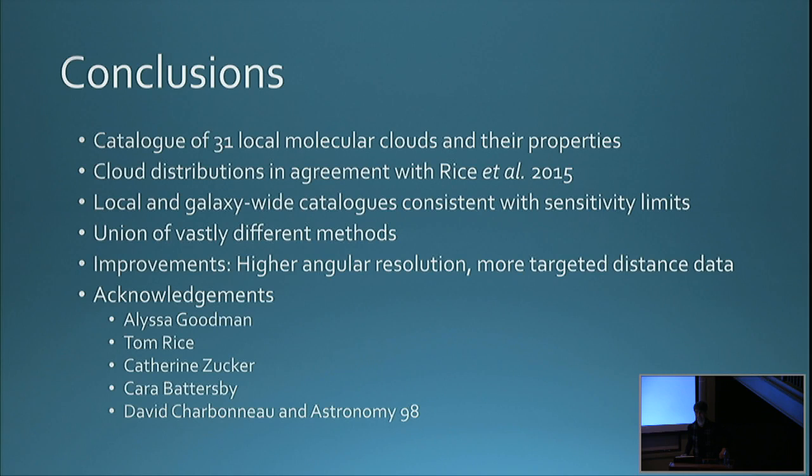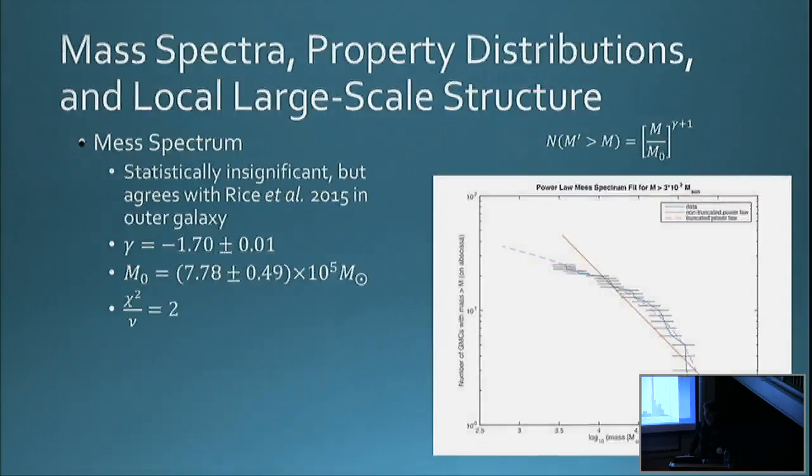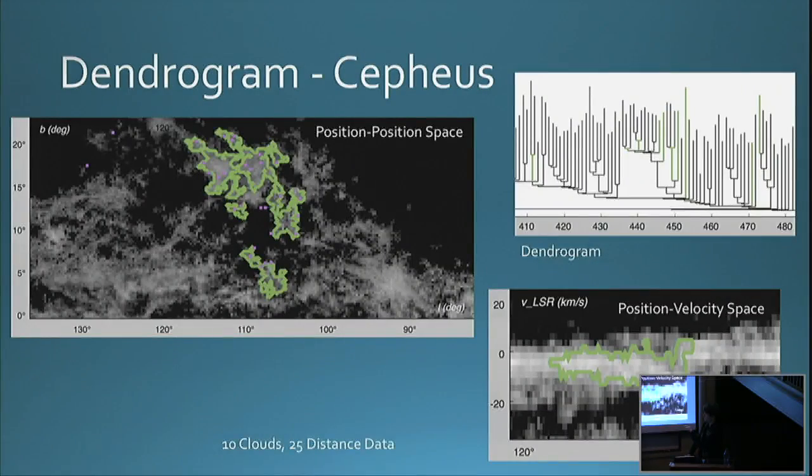Could you expand a bit on how you picked out these particular clouds, these 31 clouds, and what fraction of the local molecular gas they represent? Okay. The question was how I picked out the molecular clouds and what fraction of the local catalog they represent. I think it's worthwhile to look at plots like this one.